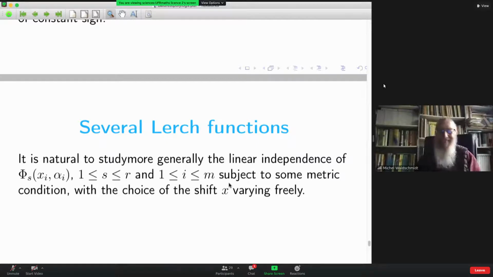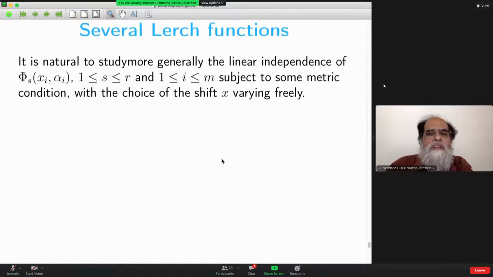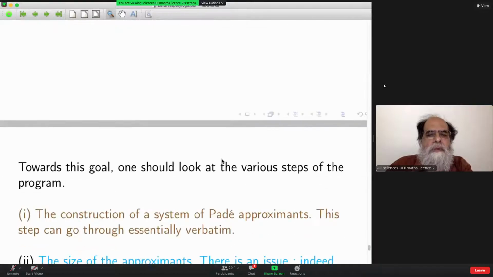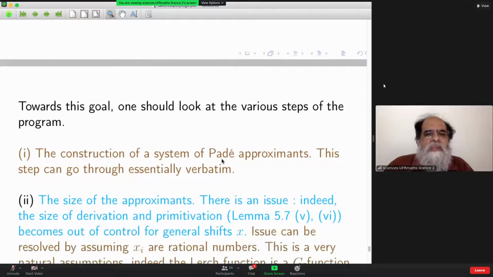Excellent, excellent. So I want to go back to the question of the shifts varying freely. So when the shifts vary freely, what happens? The construction of Padé, because we have a formal construction, is going to go through verbatim. You have no issue of that. Okay, no problem.